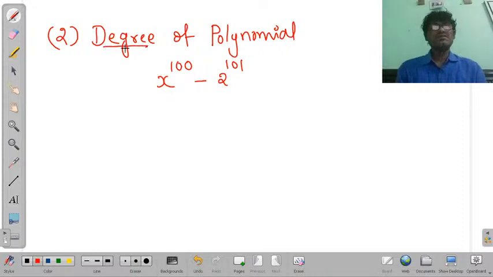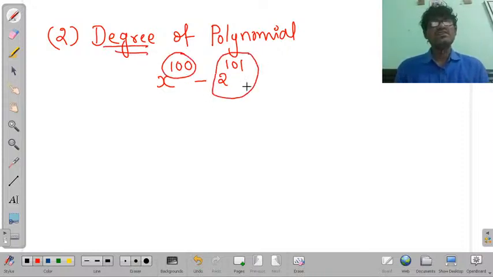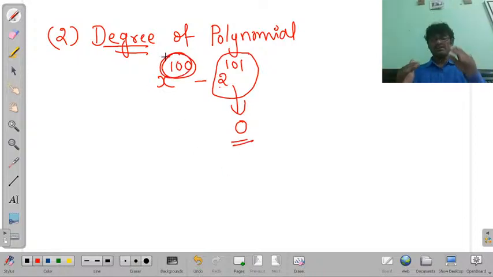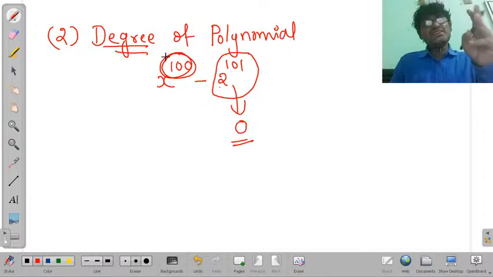Here, the degree of the polynomial is 100. You see 2 power 101 is a constant, so the exponent of x in that term is 0. So 100 is the degree of the given polynomial. Try to understand: 101 is the exponent of 2, that means that is a constant.